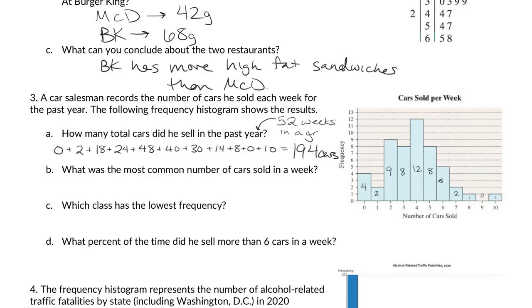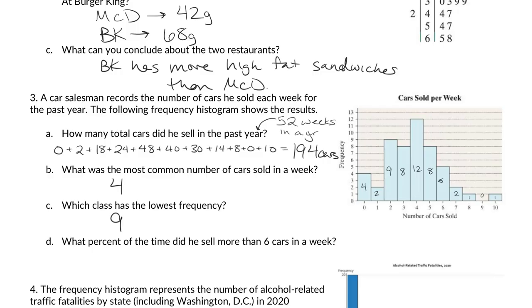So the frequency histogram didn't just tell you how many weeks he sold that number of cars. Other things I can ask you from a histogram. What is the most common number of cars sold in a week? 4. What class has the lowest frequency? 9. He sold 0 cars. He sold 9 cars 0 times.